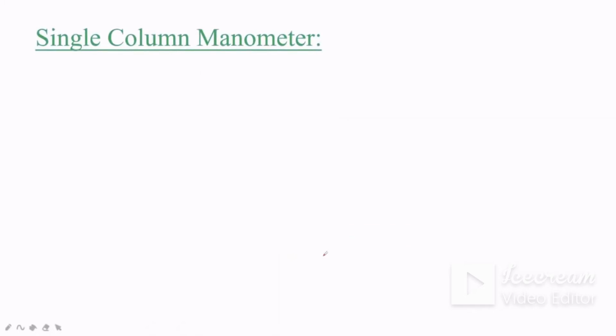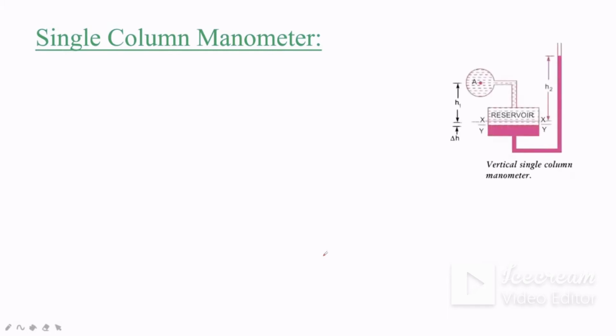So this is also an example of a manometer. This is a single column manometer. So what is this single column manometer? We will see now. In this single column manometer we have two types. One is the vertical single column manometer, and the other is the inclined single column manometer. This single column manometer is a modified form of the U-tube manometer. See, this is the diagram. It is just like a U-tube manometer, but somewhat changed.